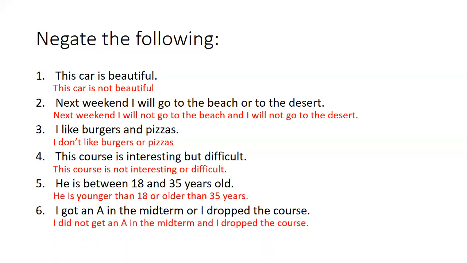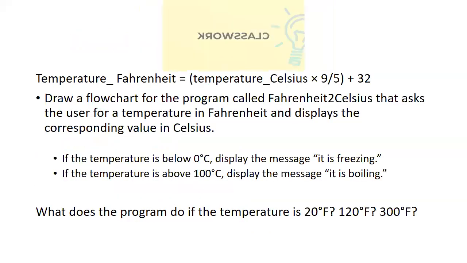Very good. I got an A in the midterm, or I dropped. Because it was an or, when we knotted it, we got an and. I did not get an A, and I did not drop the course.